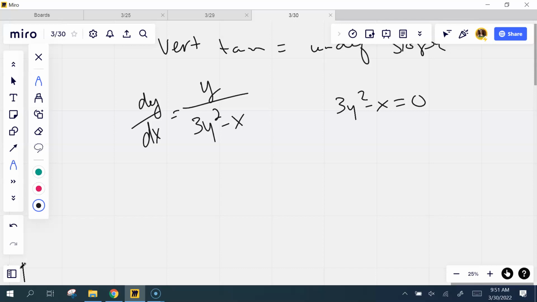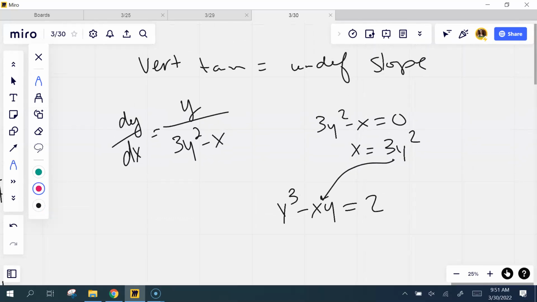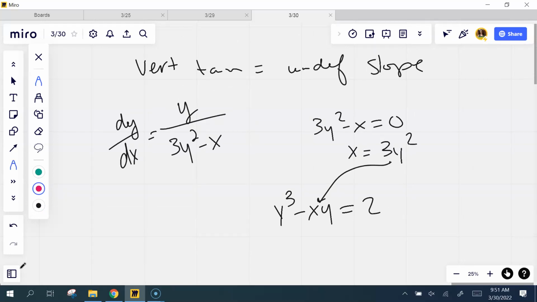If I add x to both sides, x is 3y squared, right? So I have to go back to that original equation of y cubed minus xy equals 2, and plug this in for the x value. Because this is the slope, I know that when x equals 3y squared, the slope is undefined. We all agree with that. By the way, this is 1 point here, if you set the denominator to 0.